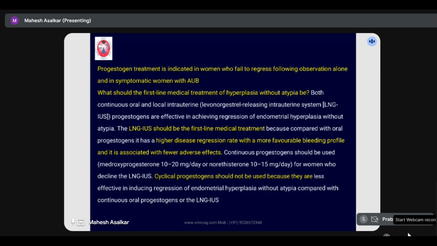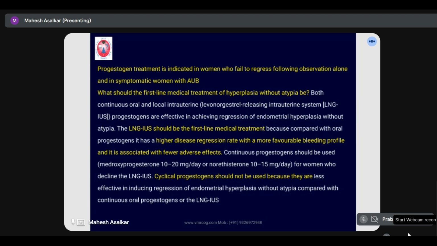So what is the first line recommended treatment for endometrial hyperplasia without atypia? Sir, first is observation, where you reduce the risk factors, and if that does not work, then you can give progesterone. It is of two types: local intrauterine and oral. Local intrauterine involves the intrauterine LNG-IUS.